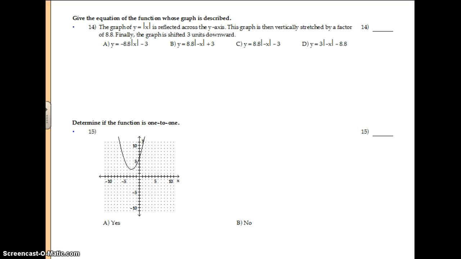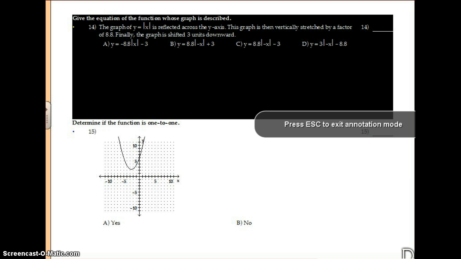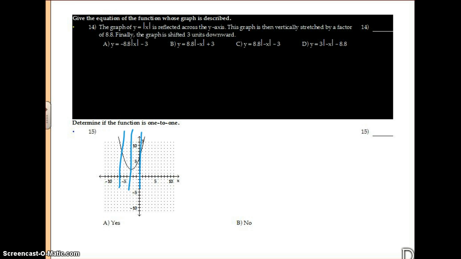Number 15 just asks if we have a one-to-one function. One-to-one functions will pass the vertical line test and the horizontal line test. This one passes the vertical line test. It just doesn't pass the horizontal line test. So it's not a one-to-one.